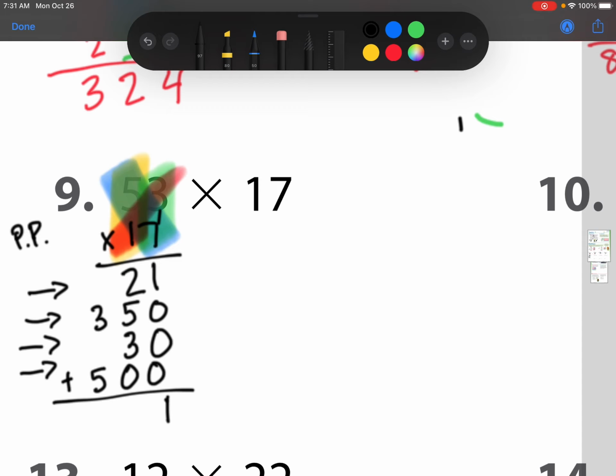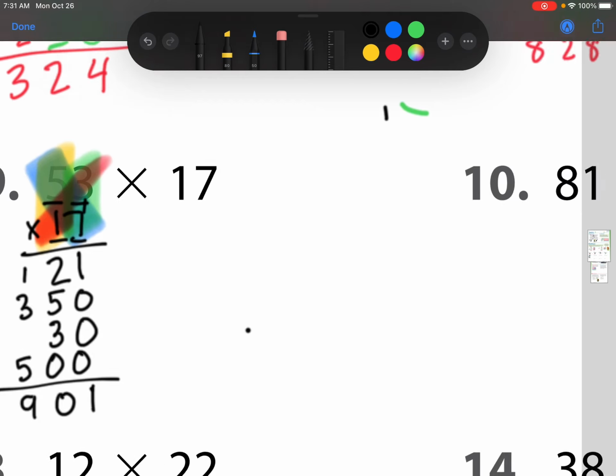2 plus 5 is 7, plus 3 is 10. Regroup that one. 1 plus 3 is 4, plus 5 is 9. So my answer is 901. So with our partial products, if we're doing it that way, we have 4 place values. 1, 2, 3, 4. So we should have 4 partial products that we add up.